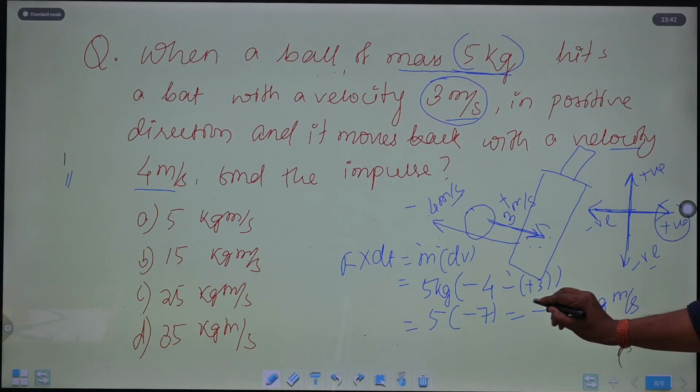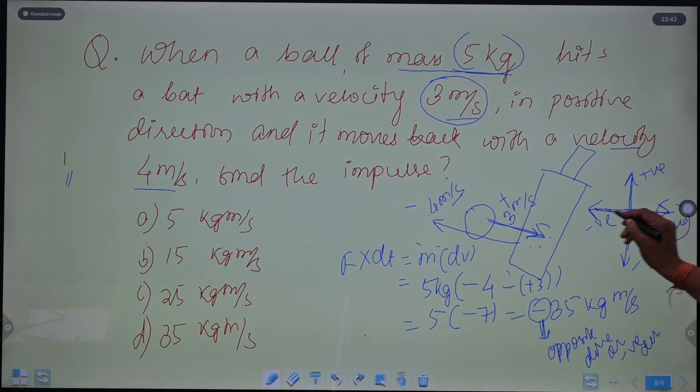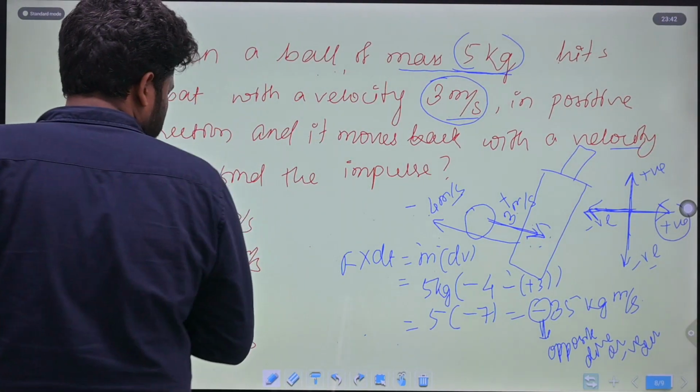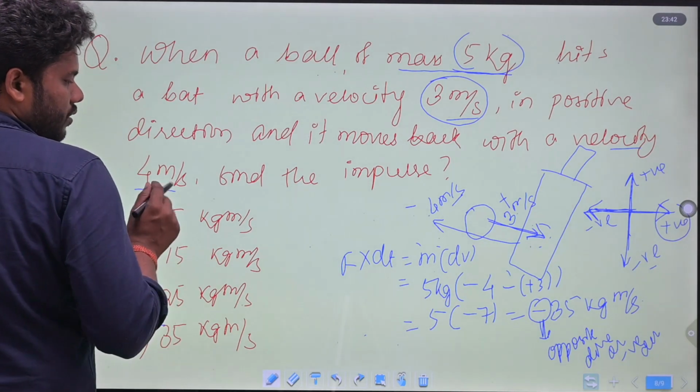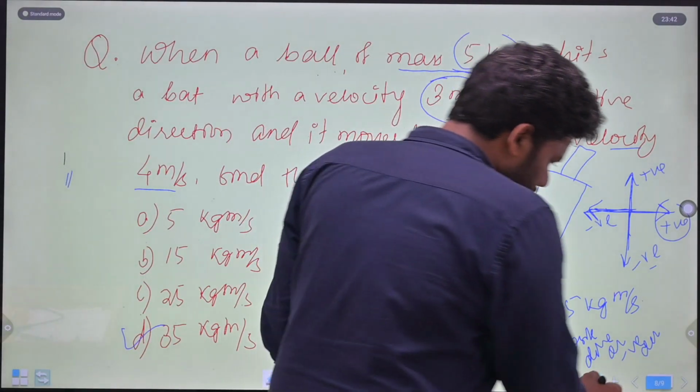So here this minus sign represents that it moves in the opposite direction or negative direction. That means it is moving along this side. So the right answer is 35 kg meter per second, which is the unit of impulse. This is a very easy question. Let us go to the next one.